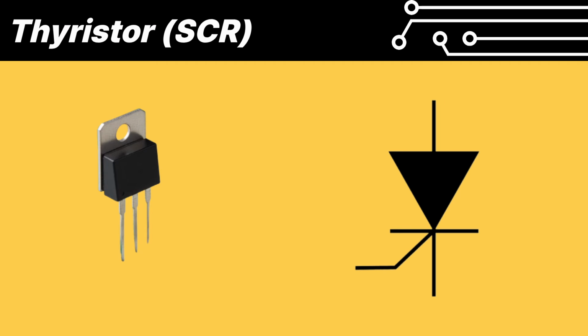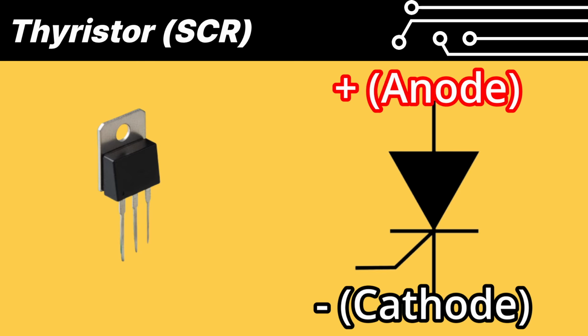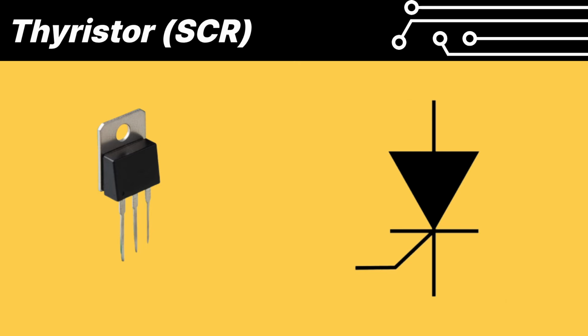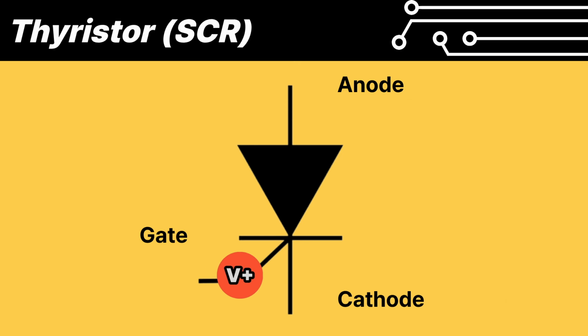The thyristor also has three pins: gate, anode, and cathode. If you are familiar with diodes, you will have heard of the anode and cathode. Applying power to the gate allows current to flow from the anode to the cathode. But what happens if you turn off the power to the gate? Surprisingly, the current can continue to flow.